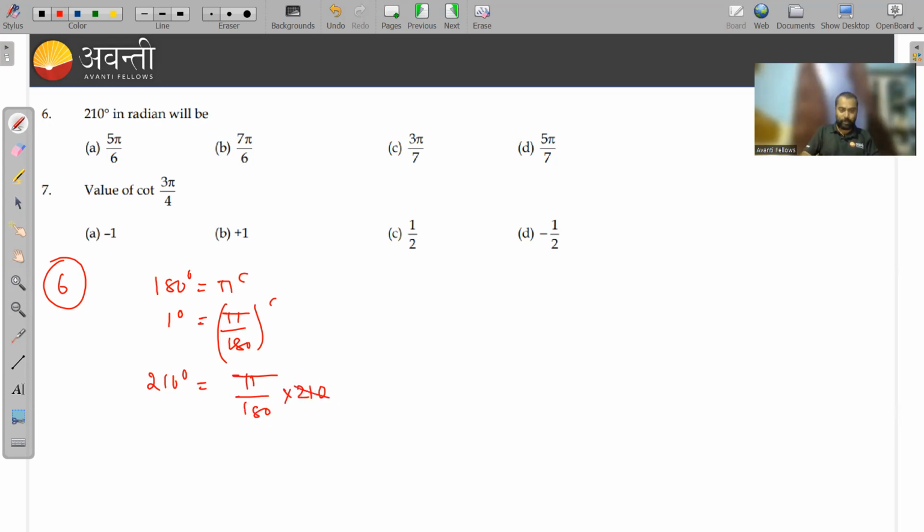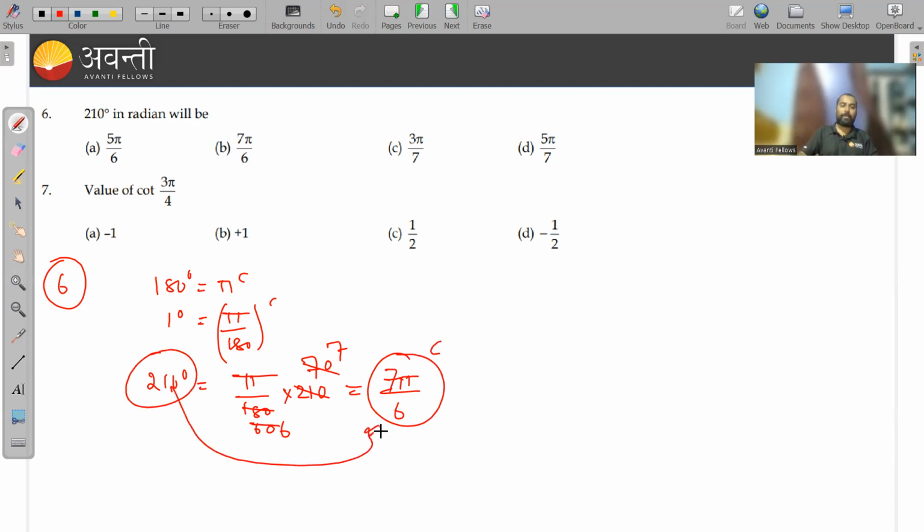So this will be 7, and this will be 70, and this will be 60, if we cancel it by 3. Now 10, 7, it's 6. So 7 pi by 6. The answer is 7 pi by 6 radians. So 210 degrees is 7 pi by 6 radians. Option B is correct.